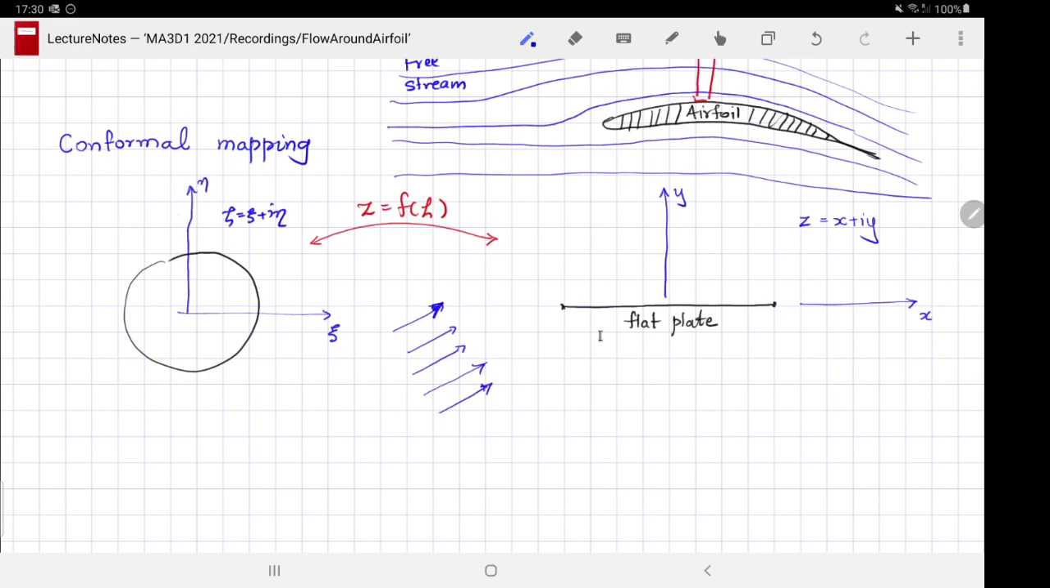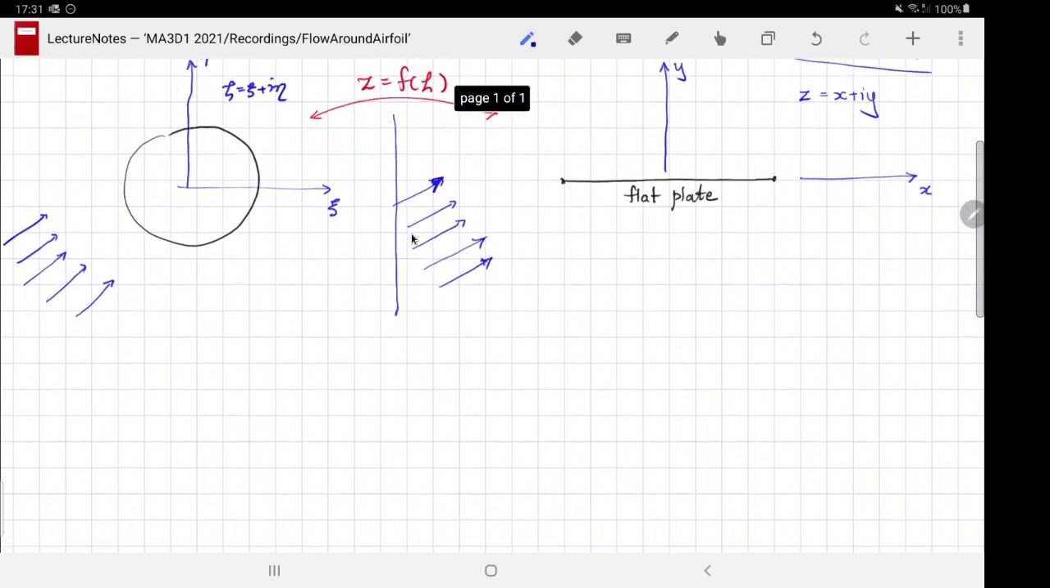In the zeta plane, this map takes a circle in the zeta plane and maps it to a flat plate in the z plane. If an analytic map f of zeta is found, then we can have the complex potential for flow around a circle in the zeta plane, and use the map to construct the potential flow around a flat plate. Okay, this is the basic idea.